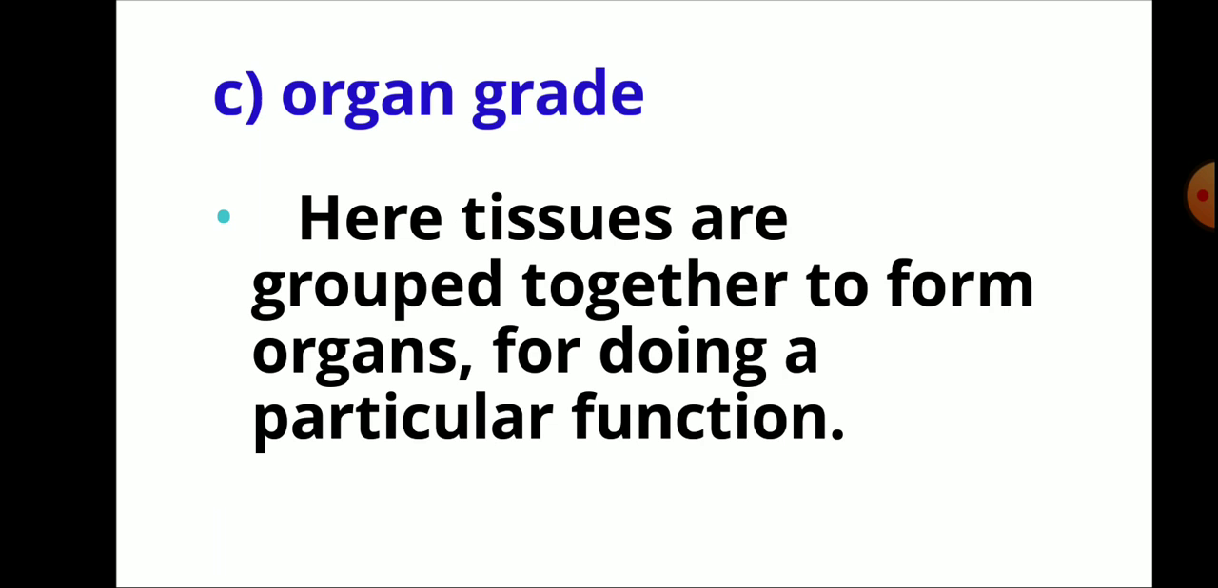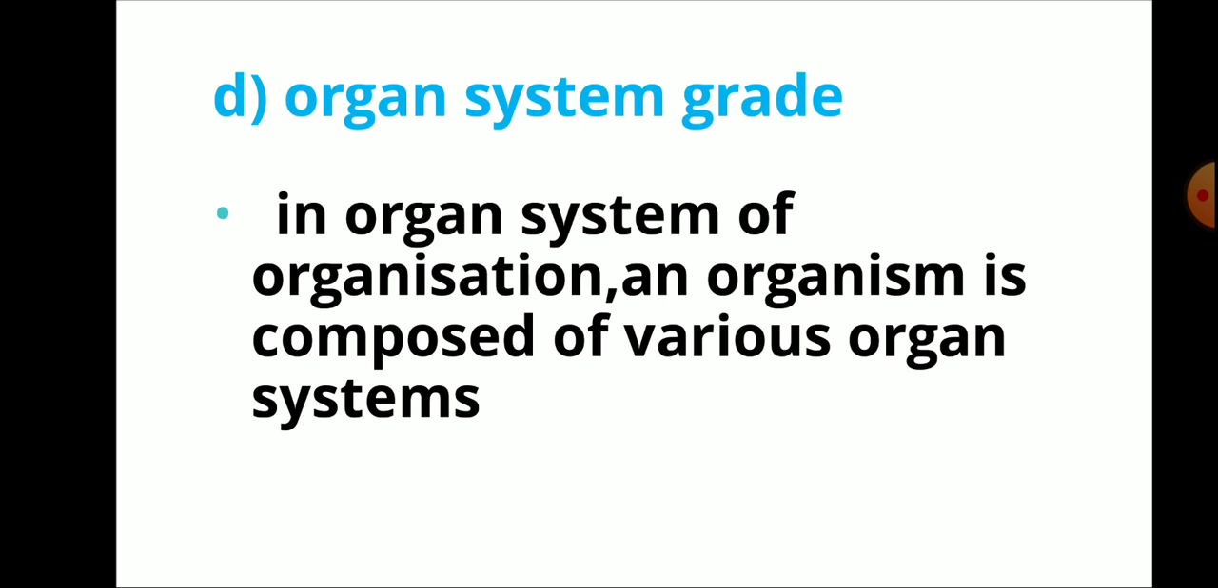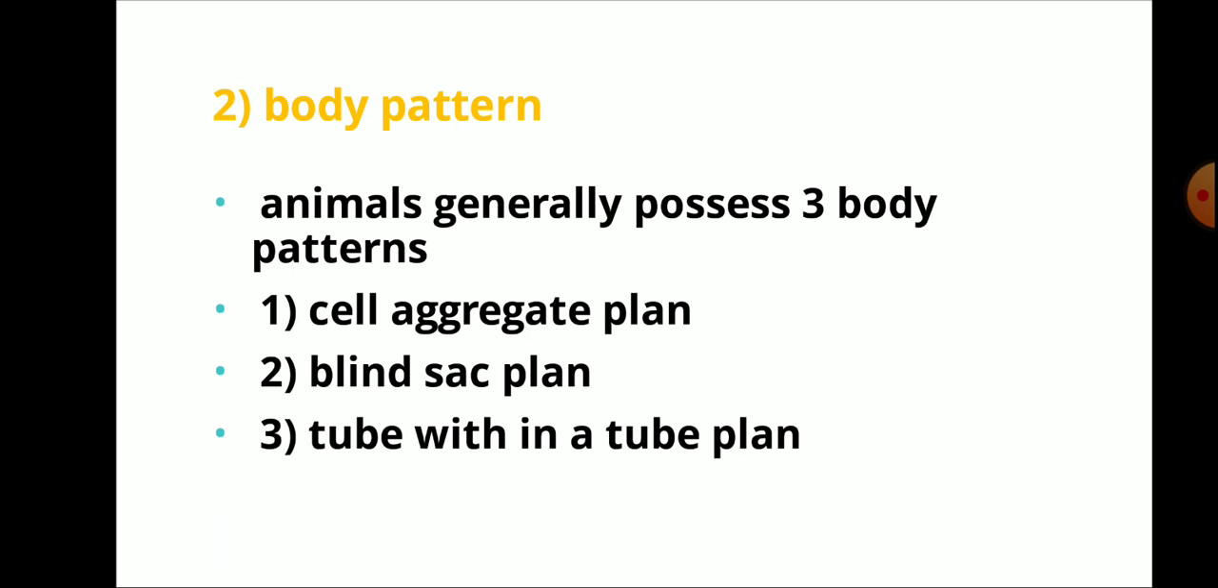Organ grade. Here, tissues are grouped together to form organs for doing a particular function. Organ system grade. In organ system grade of organization, an organism is composed of various organ systems. Body pattern. Animals generally possess 3 body patterns: cell aggregate plan, blind sac plan, tube within a tube plan.